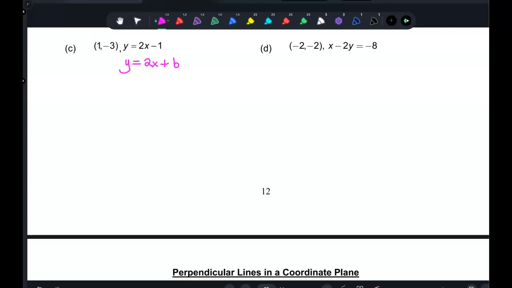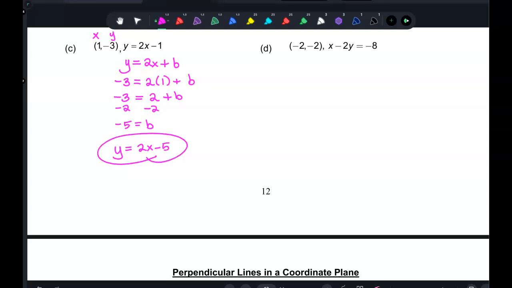Alright, so what are we going to put in for x and y? -3 equals 2 times 1 plus b. So what do we get? -3 equals 2 plus b. So -5 equals b. So y equals 2x minus 5.